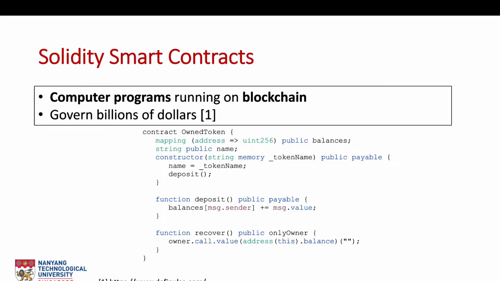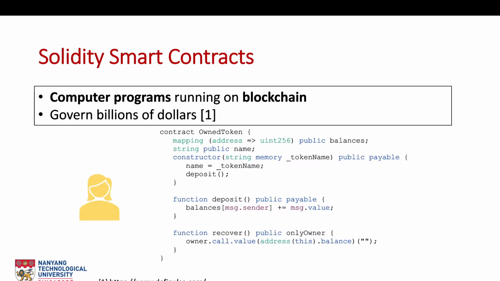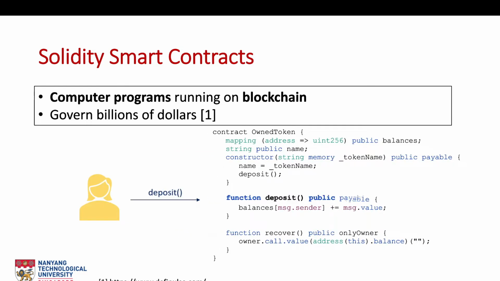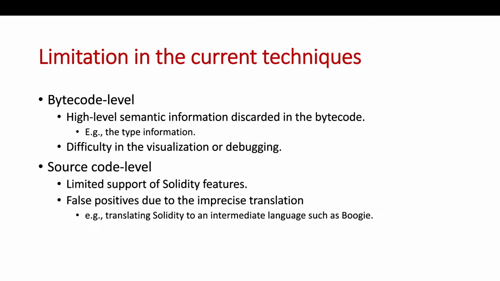Smart contracts are computer programs running on blockchain. Solidity is a popular high-level smart contract programming language. Users interact with a smart contract by initiating transactions. For example, users can call the deposit function to trigger smart contract execution, which will deposit some money into the smart contract. In this work, we explore the application of symbolic execution to smart contracts written in Solidity.